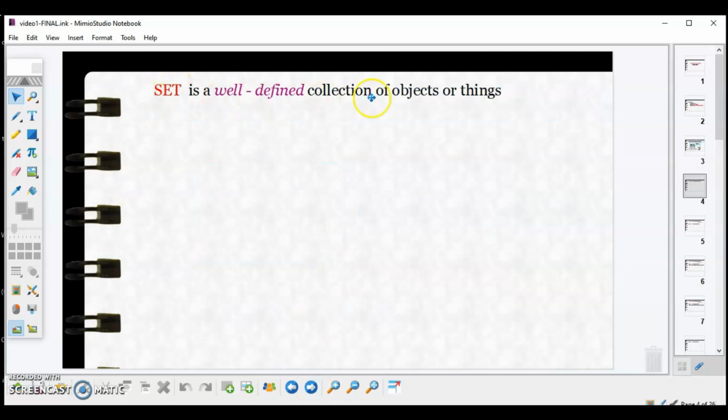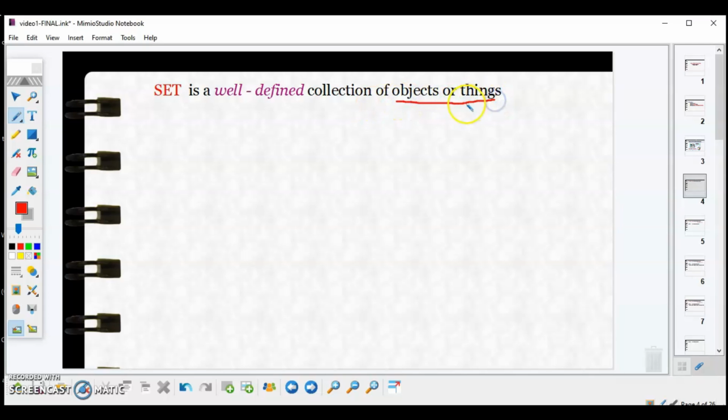Set is a well-defined collection of objects or things. But for groups, it's just merely a collection. For set in mathematics, we say well-defined. It has to be a well-defined collection. When we say well-defined, it means it's specific. The definition must not vary from one person to another. So it has a unique or specific definition of objects or things, collection of objects or things.